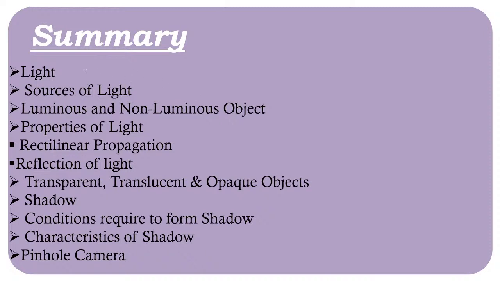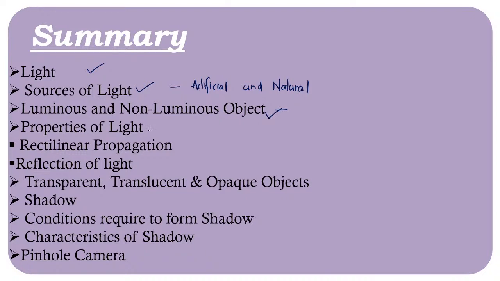We have learned about what is light. We have learned about different sources of light, artificial source and natural source of light. Then we have learned about luminous and non-luminous objects. Those objects which give their own light are luminous. Those objects which do not give their own light are called non-luminous objects.